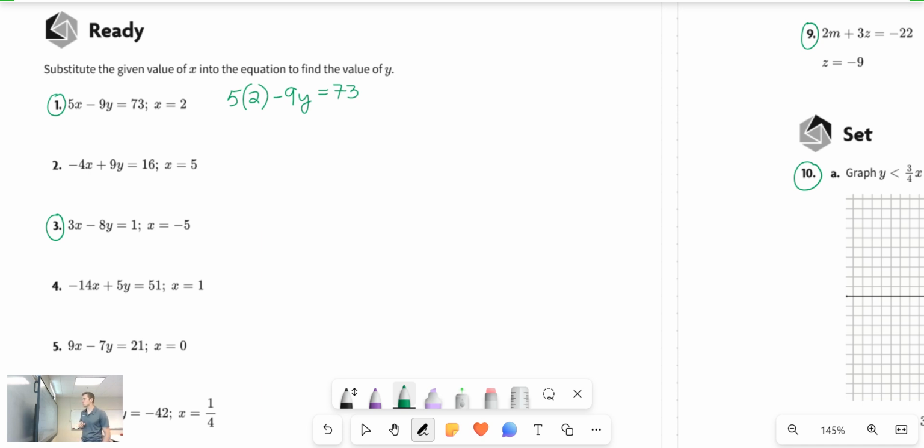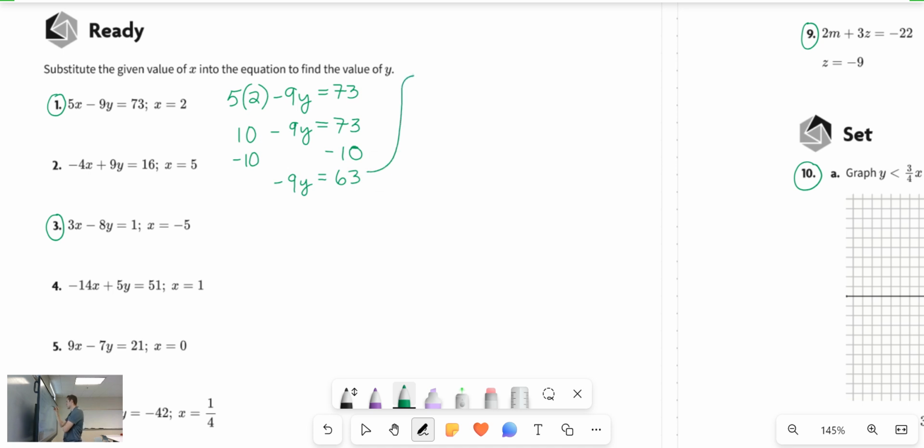Now that we have that, in order to figure out what y is, we need to get y alone. So we're going to simplify a little bit. 5 times 2 equals 10, minus 9y equals 73. We're going to subtract the 10 from both sides. So minus 10 on the left side, minus 10 on the right side. And now we should be left with minus 9y equals 63.